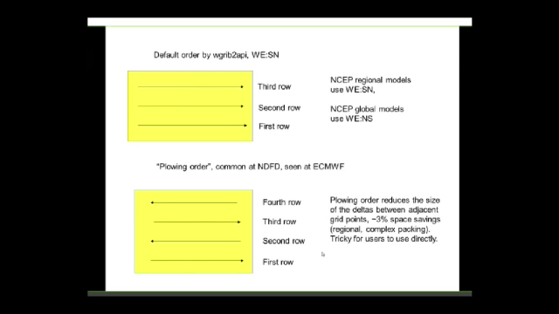It goes from west to east for the bottom row, then east to west, and back and forth. So it alternates in direction, but it goes south to north. The reason they did this was they stored deltas, and the delta when you go up one row is smaller than if you go from one side to the other. So you save about 3% of your data space.